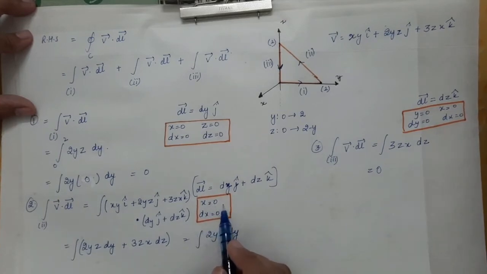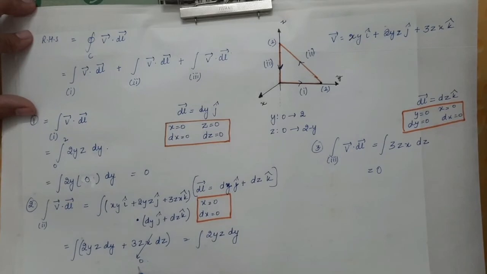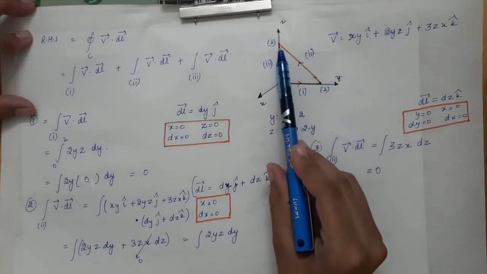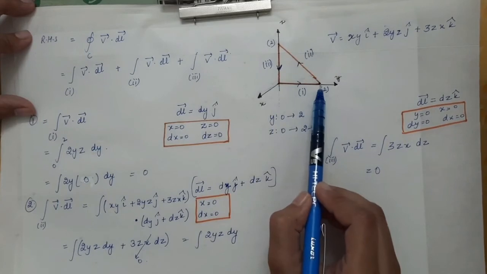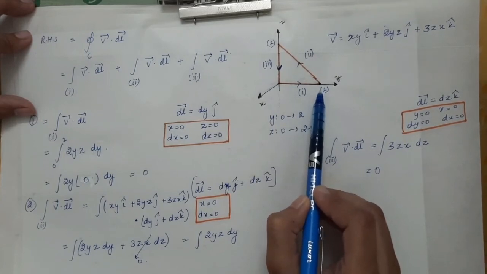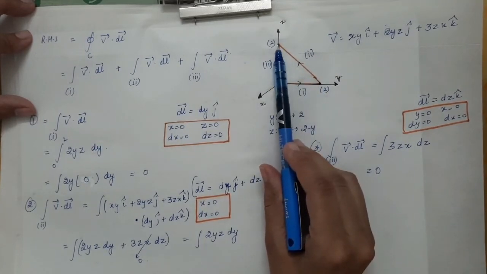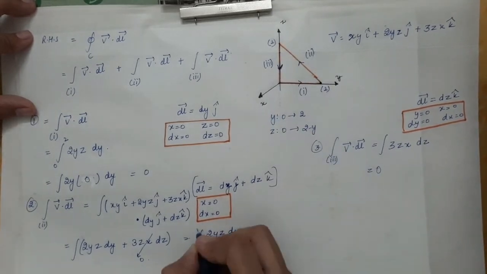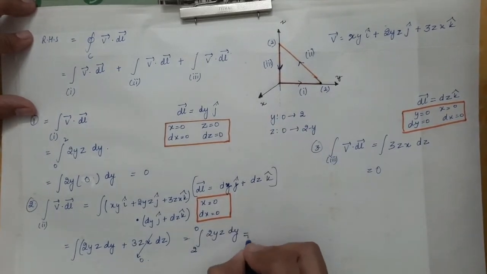In this case x is equal to 0, so the term with x will be equal to 0, and we will evaluate the integral of 2yz into dy. The variable is y, so when you are moving from this point to this point, what are the limits of y? Over here y is equal to 2 and over here y is equal to 0. So the limits of y are from 2 to 0.